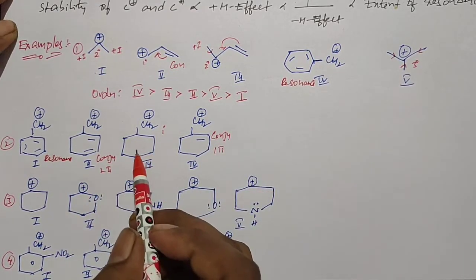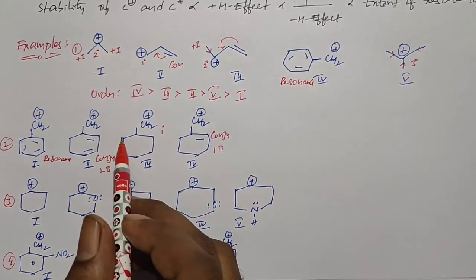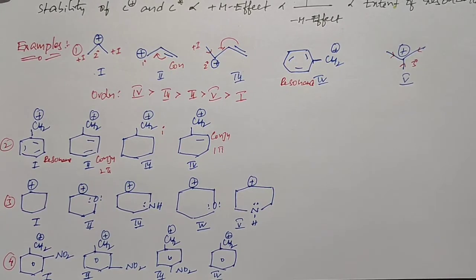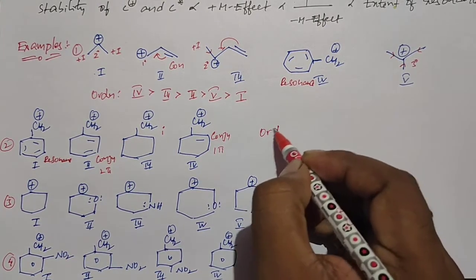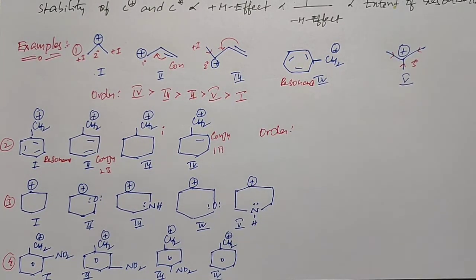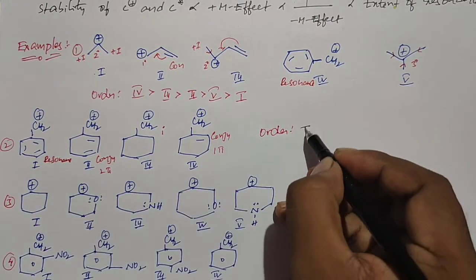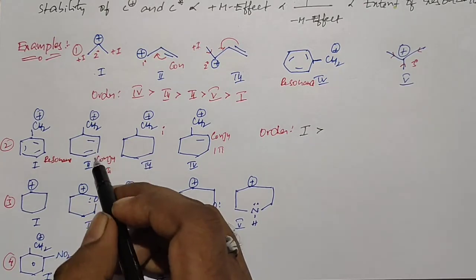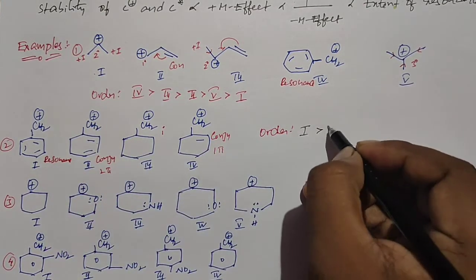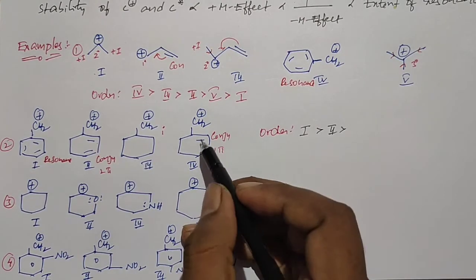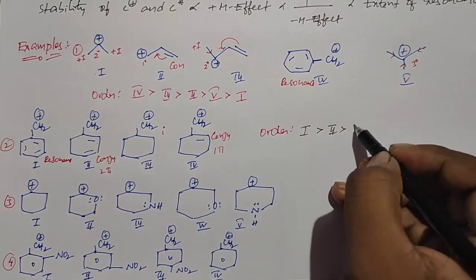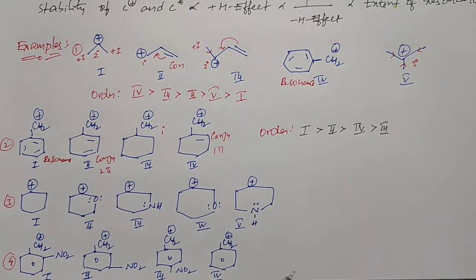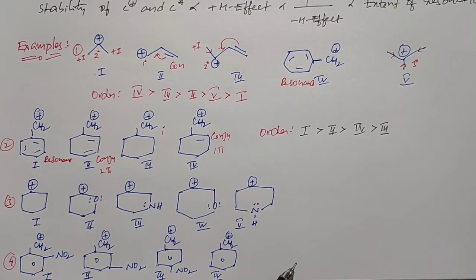So as the number of pi bonds participating in the conjugation increases, stability also increases. If you take the order of stability of carbocation, the first structure shows the maximum stability due to resonance. After that comes the second structure, with 2 pi bonds involved in the conjugation with the positive charge. After that the fourth structure, because 1 pi bond is present in the conjugation, and last is the third one due to absence of conjugation. So this is the order of stability of the given 4 structures.